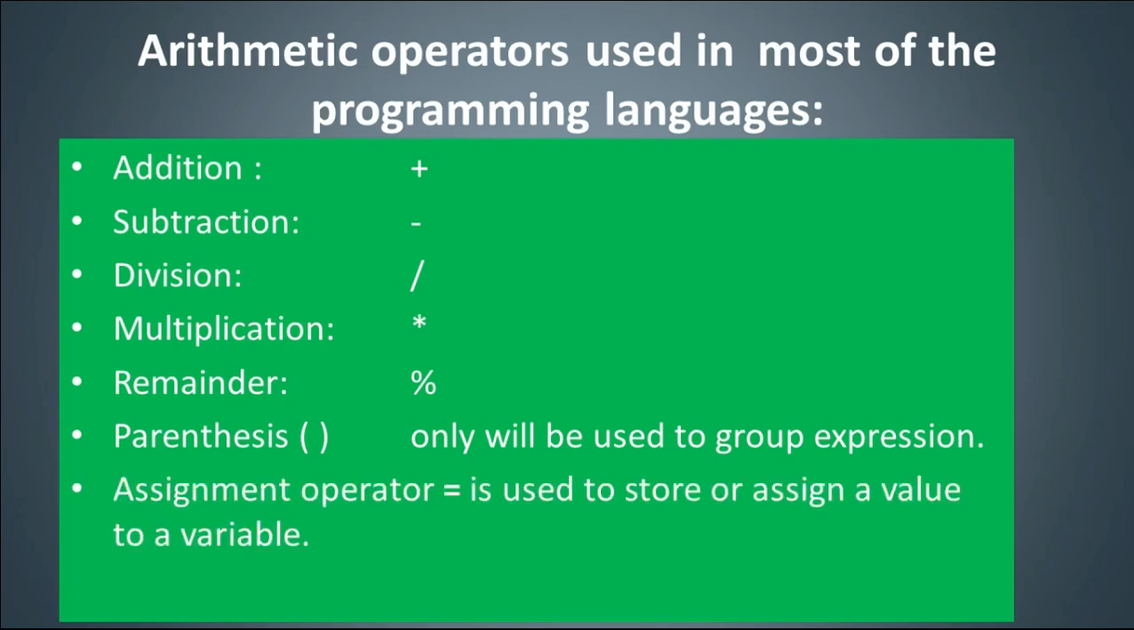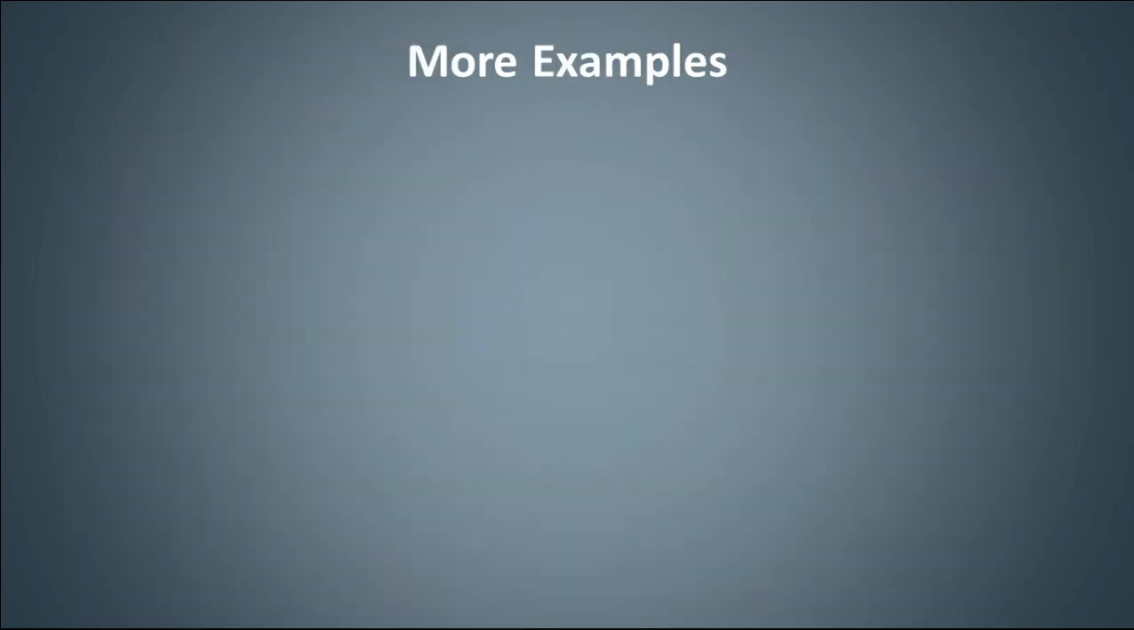The assignment operator is important because to store and to represent the calculation you will be using the equal to symbol, that is your assignment operator. Clear? So these are the operators that we will be using in this discussion of writing algorithms. So let us take some examples.